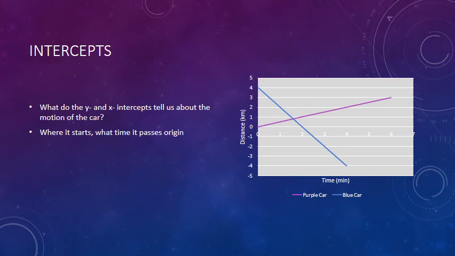You could also look at the x-intercepts. In this case, the blue car intercepts the x-axis at 2 minutes. So that means after driving for 2 minutes, that blue car is finally located at my origin, or wherever my purple car happened to start. The purple car starts at that origin, but it never comes back there. So if the origin is your house, for example, purple car is going away from home, blue car came home and then left again. So that's what the significance of the intercept is.